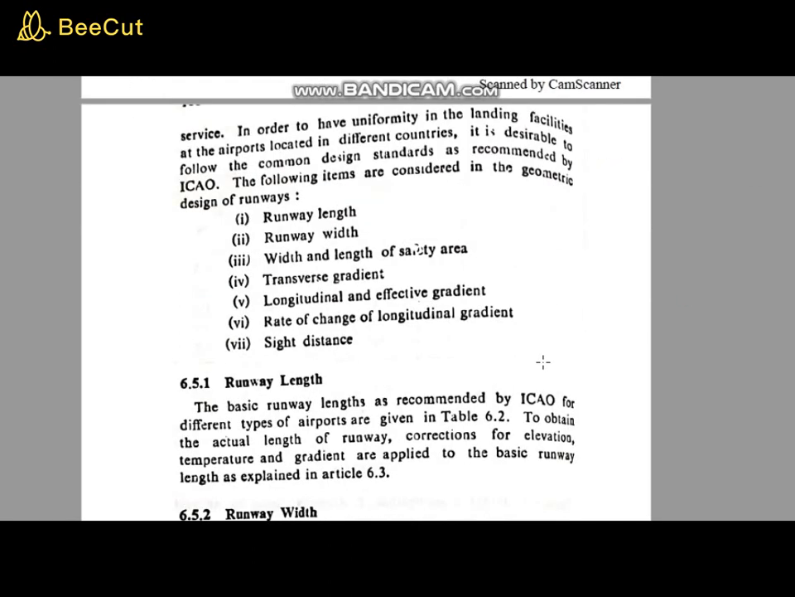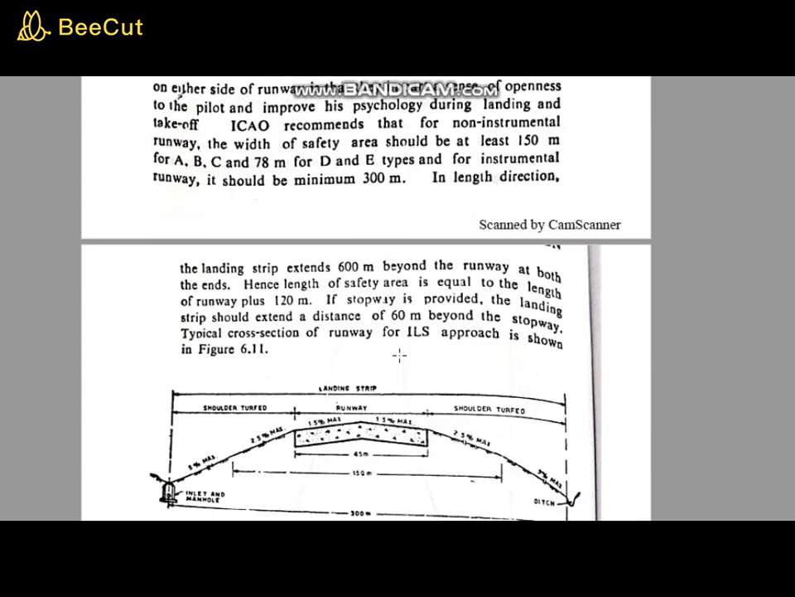Again, if you want, you can describe this in much more detail: what should be the runway length, runway width. So this is about runway length, this is about runway width. These are optional.